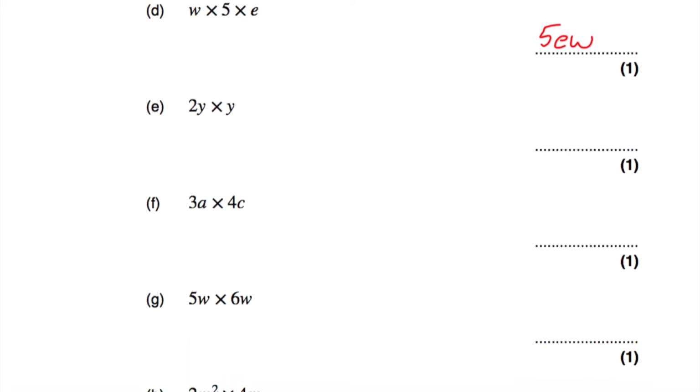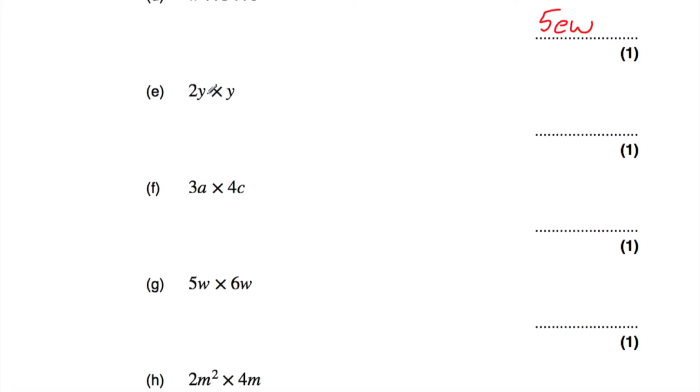Okay, next, part E. Part E, we've got 2y multiplied by y. Well, we've just got a 2 there, so let's put our 2 at the front. And then we've got y times y, and y times y is y squared, so the answer would be 2y squared. So 2y times y would be 2y squared.